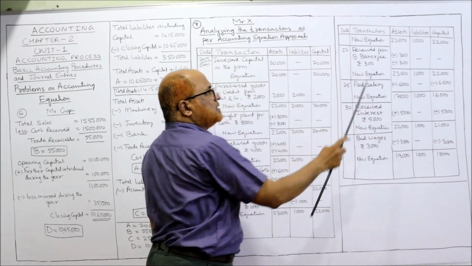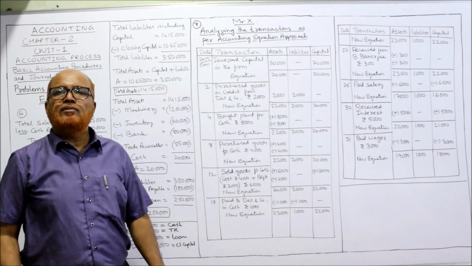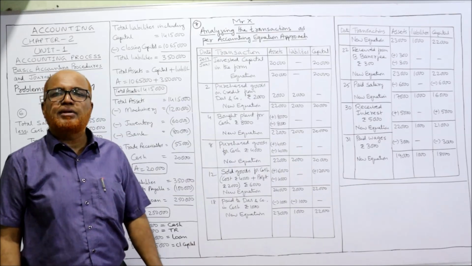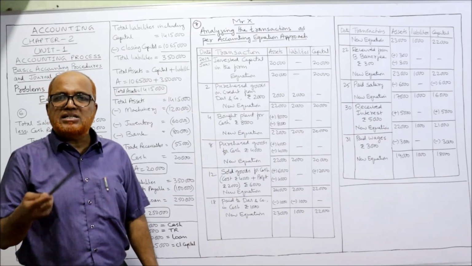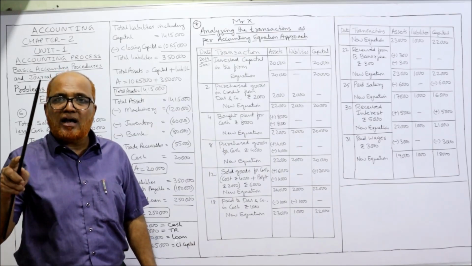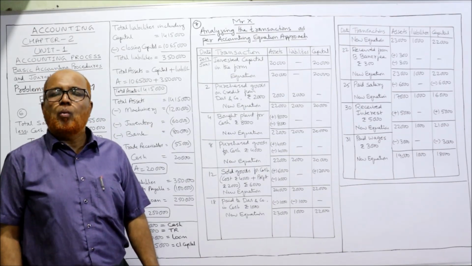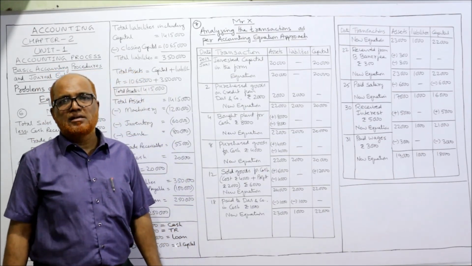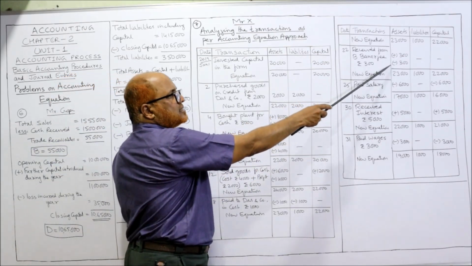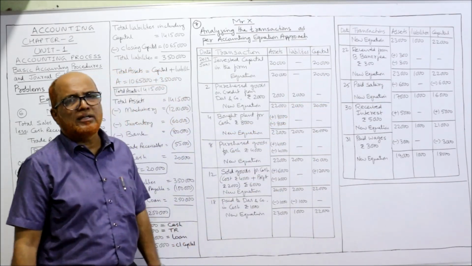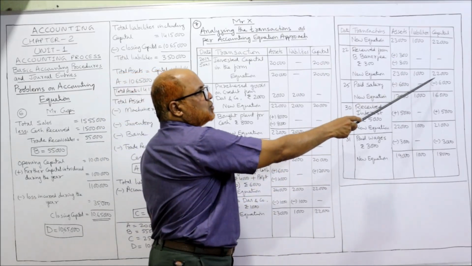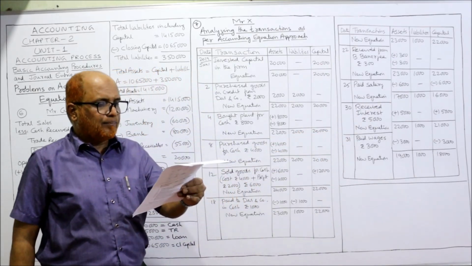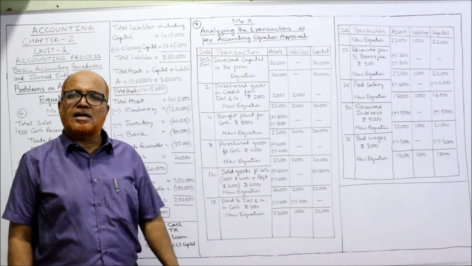Received from B. Banerjee 300. So actually we have to receive 300 rupees from the customer. Our cash is increasing and debtors are decreasing. One asset increases, the other asset decreases. So plus 300 minus 300, you will get same 23,000. Then 1,000, 22,000. 25th, paid salary 6,000.